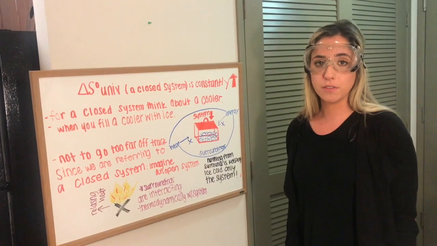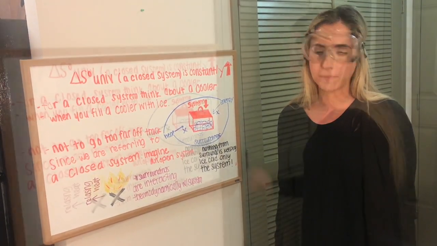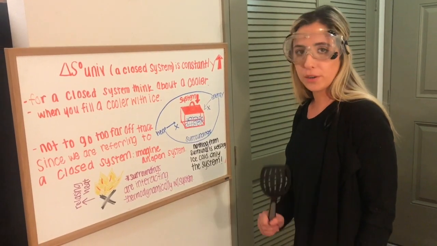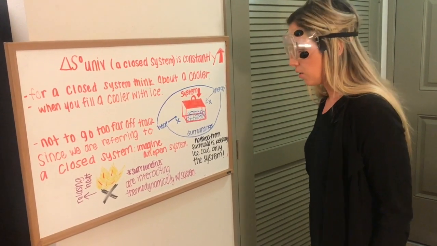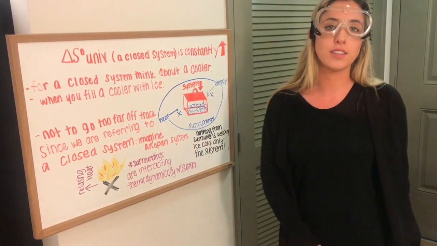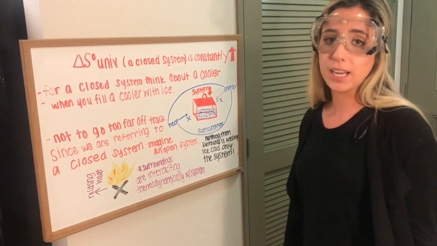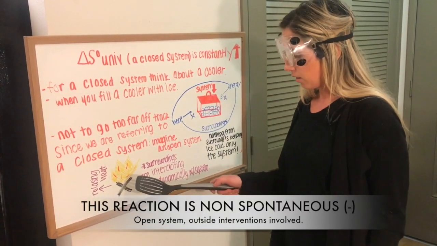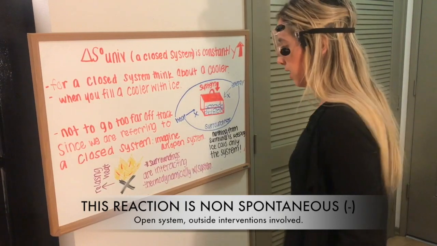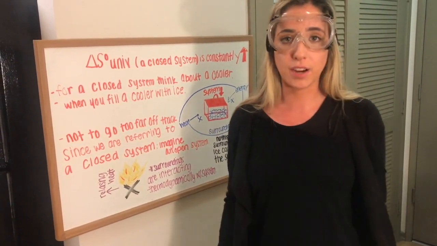Not to travel too far off track, but I want you to visualize what a closed system is and an open system. For an open system, I want you to picture a campfire. So we have the logs, the flame. Well, the campfire is in an open space. Its surroundings are interacting thermodynamically with the system. The fire is releasing heat, it's releasing light. The surroundings and the system are interacting.